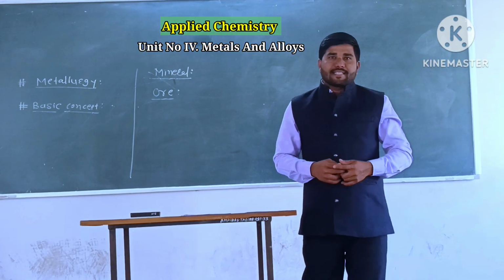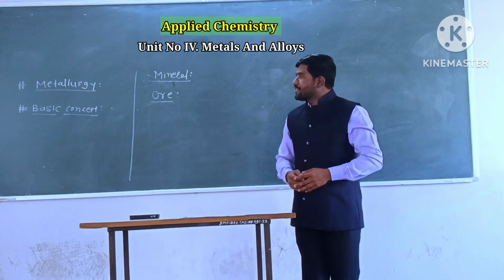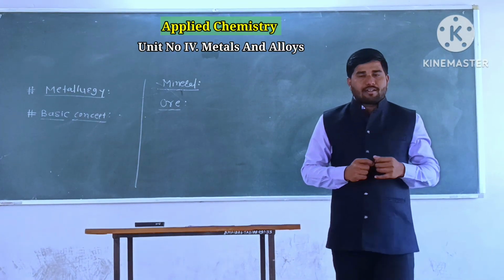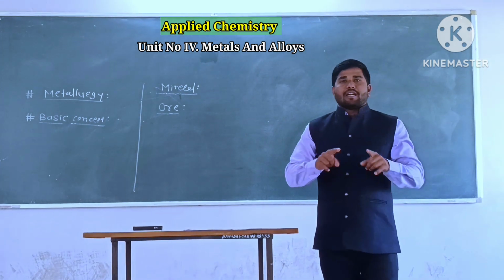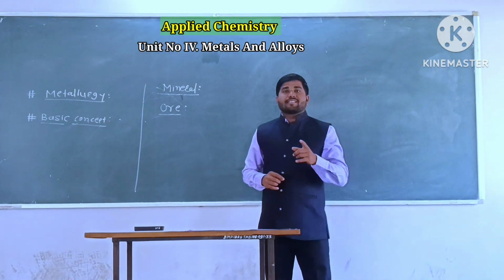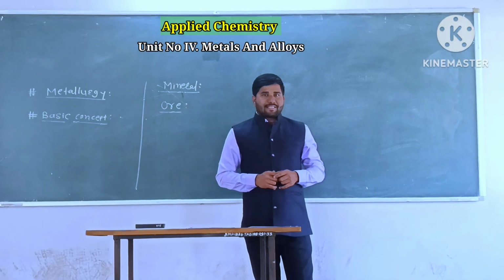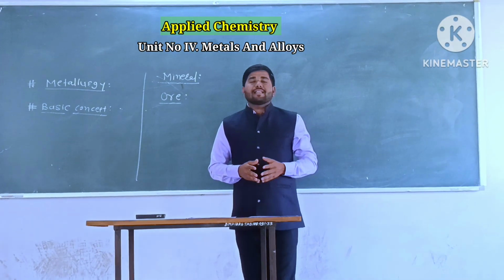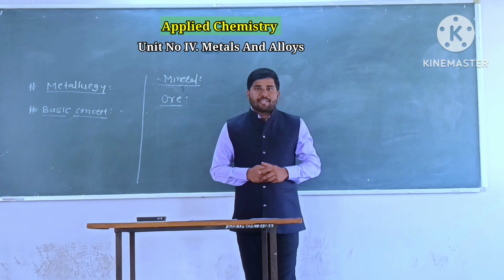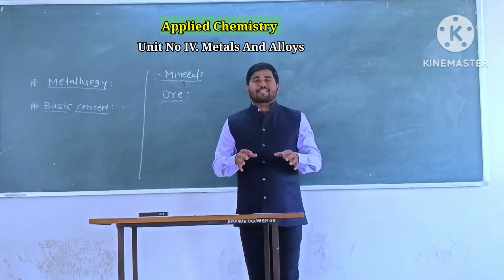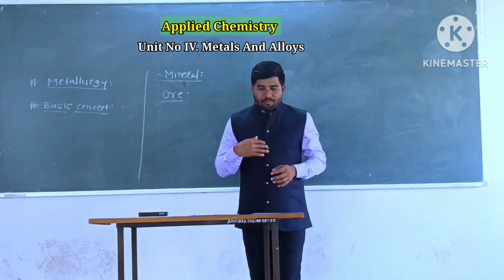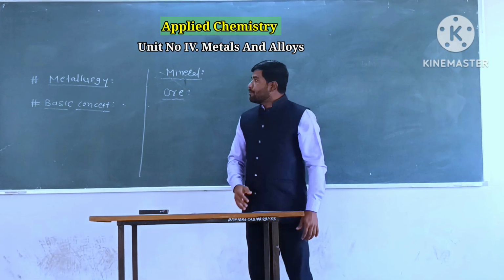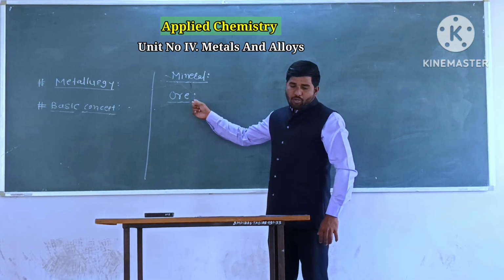Now let us start the second concept, and the second concept is ore. This is also a simple concept, and we will learn the meaning of the word ore, its definition, along with examples. Ore is a mineral from which metal can be extracted economically. It means we can extract metal from ore economically. It is easy. This is ore.